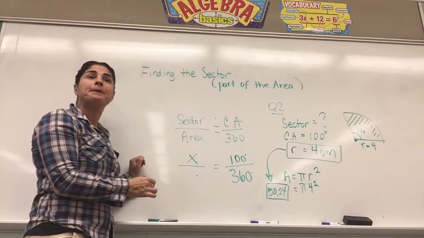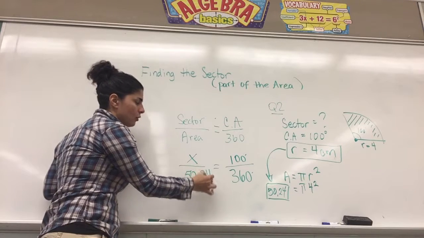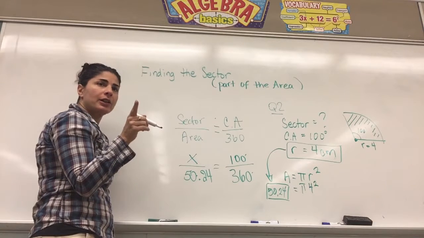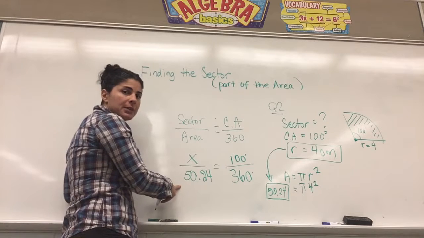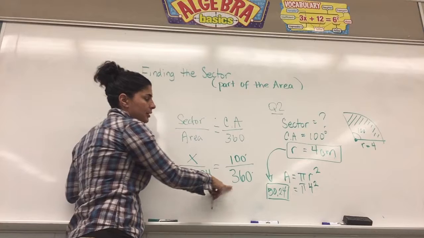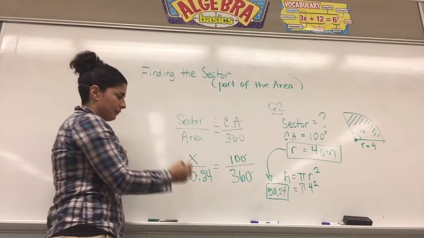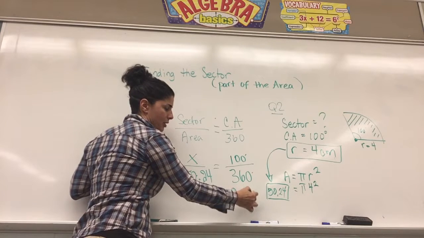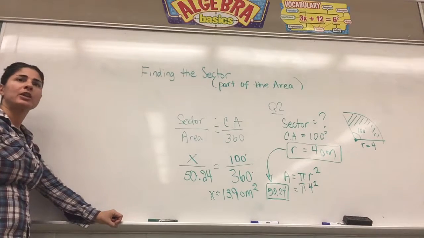So I plug in that 50.24 down here. Cross multiply and divide. Take out a calculator. Write 100 times 50.24 divided by 360. 13.9. X is equal to 13.9 centimeters squared. Any questions?